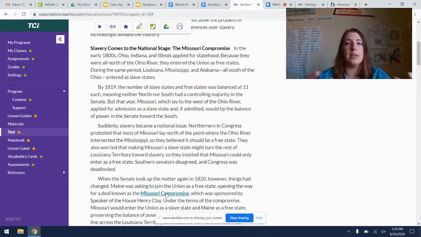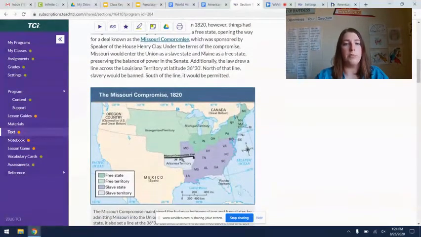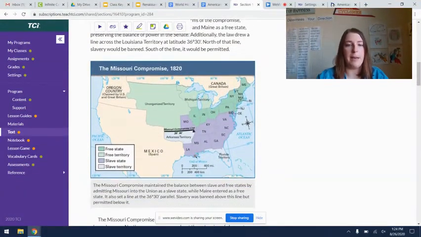Okay, as the United States continues to get larger and larger, people are starting to wonder, well, is this state going to be a free state? Is this one going to be a slave state? It needs to stay equal. All right. So what ends up happening is what's called the Missouri Compromise. All right, I have that map here on my screen.